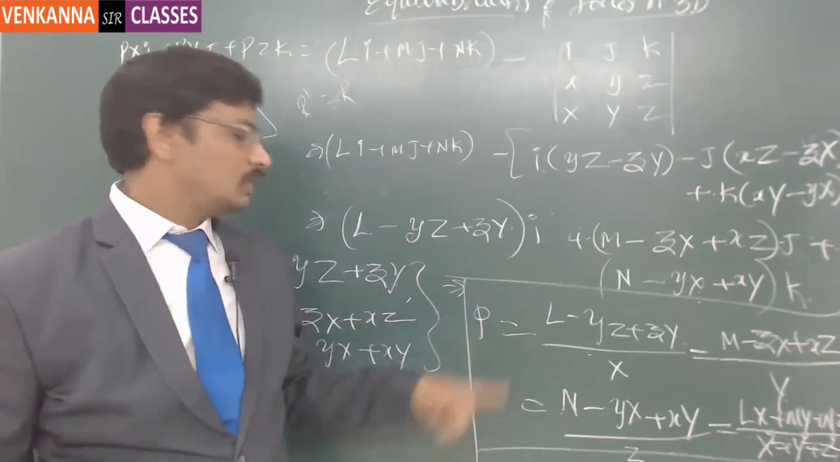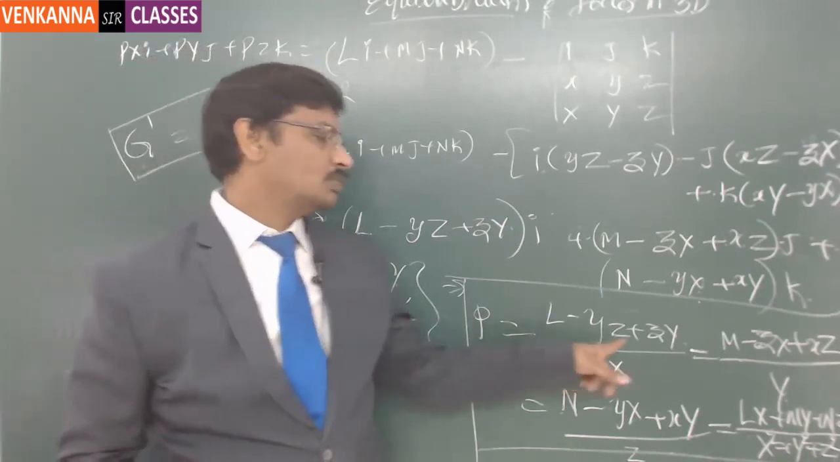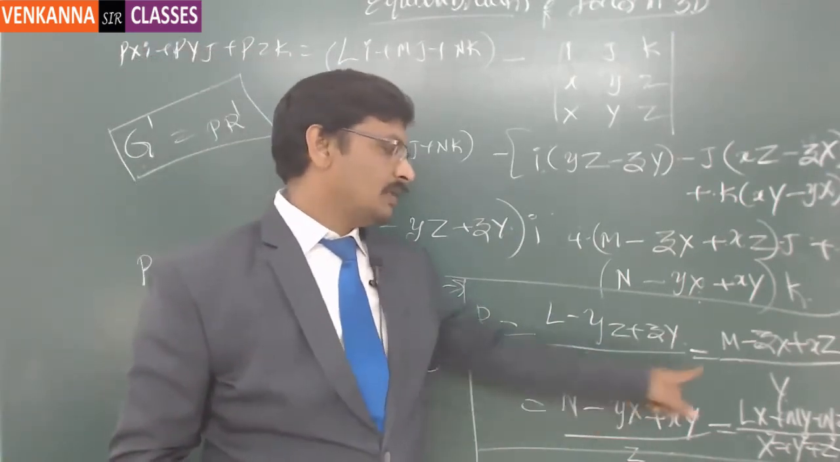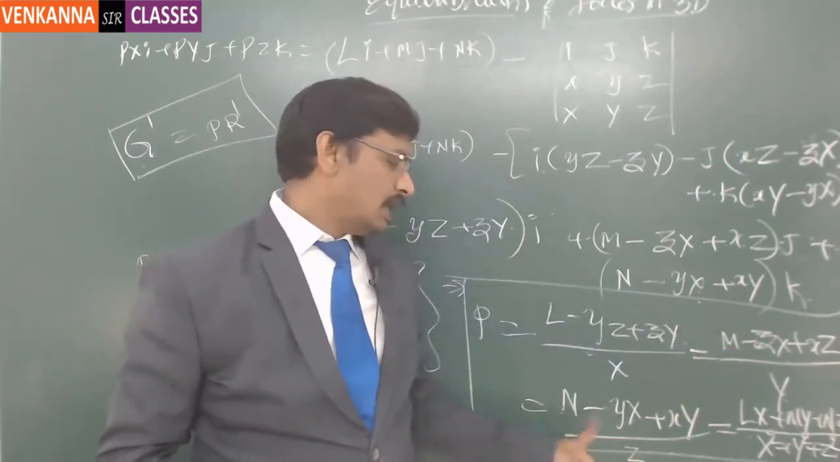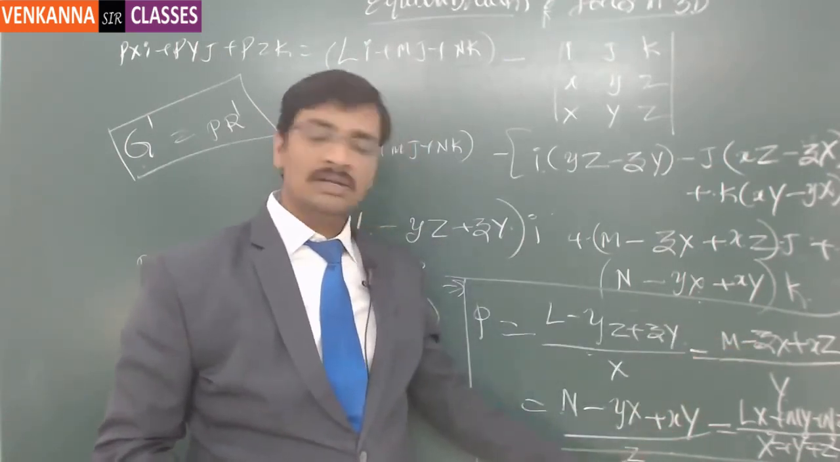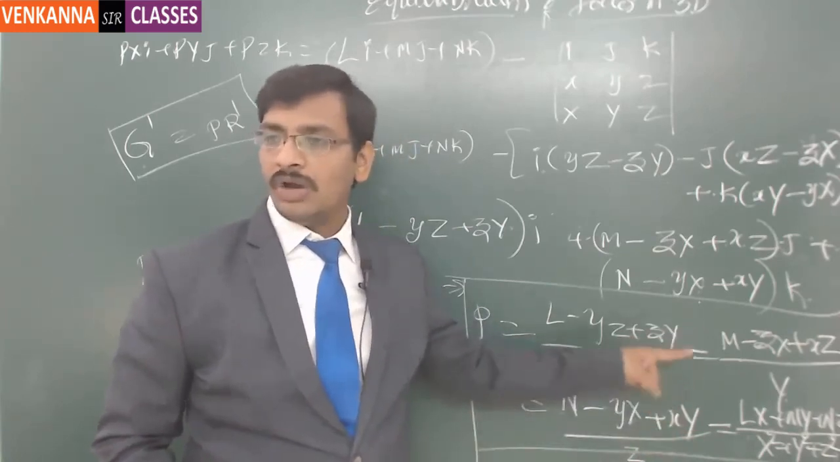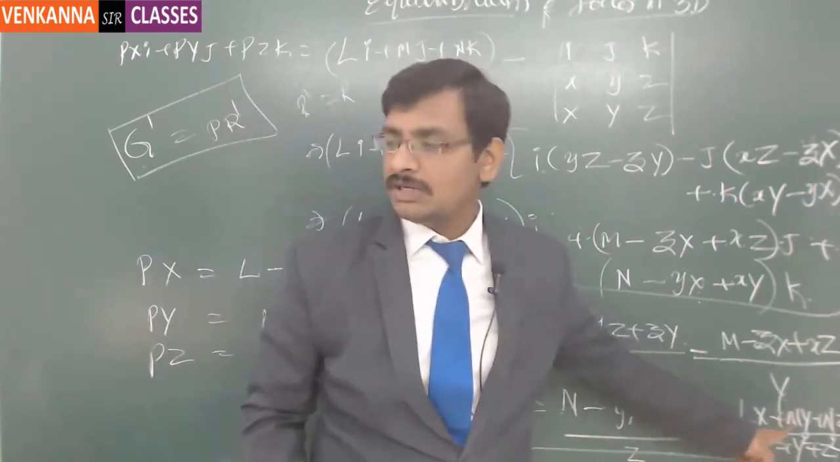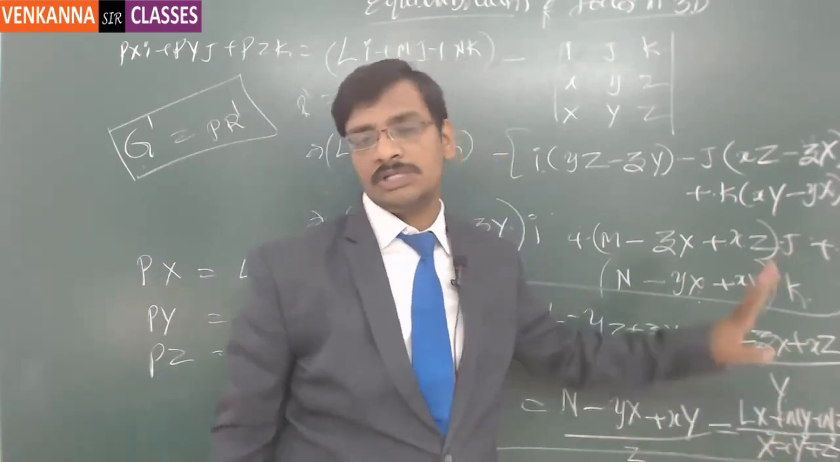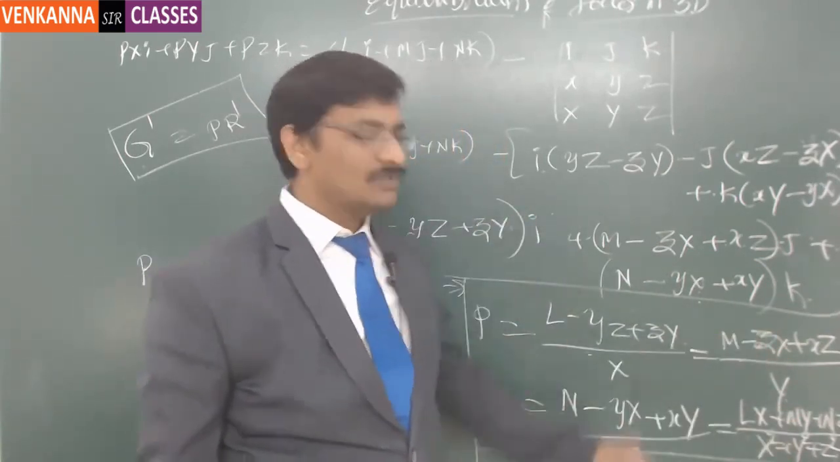So we arrive at P is equal to (L minus yz plus zy) divided by x, equal to (m minus zx plus xz) divided by y, equal to (n minus yx plus xy) divided by z, which is equal to P. Actually, we have already calculated this with the invariant value of (Lx plus my plus nz) divided by (x square plus y square plus z square). Got it? So this is the equation of the central axis.